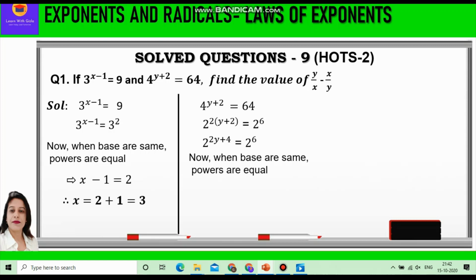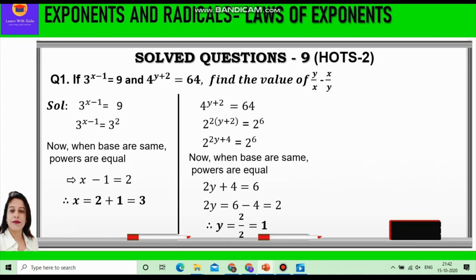Now again, when the bases are same, we can equate the powers. So we will write 2y plus 4 is equal to 6. Further 2y is equal to 6 minus 4 is equal to 2. Further y is equal to 2 upon 2, which is equal to 1. Therefore the value of y is 1 over here.